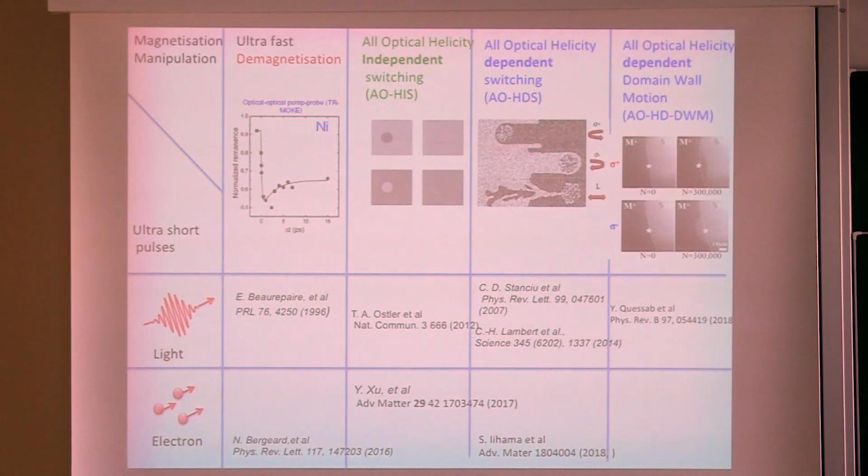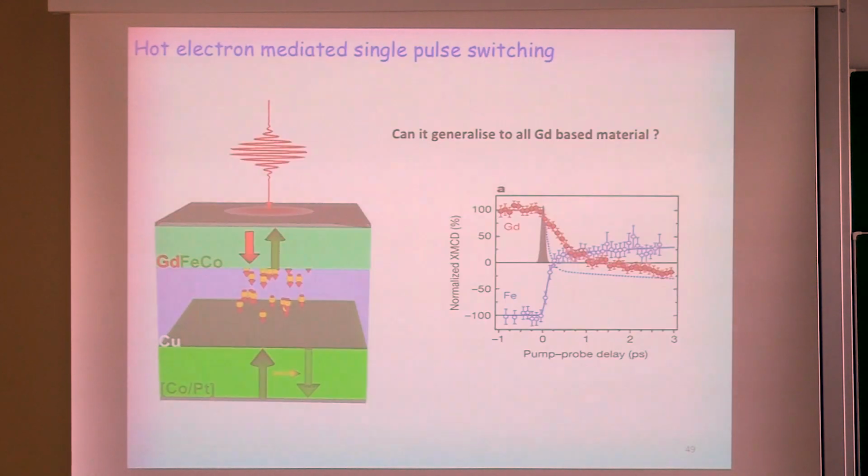Sorry, but the laser pulse is not circularly polarized. Sorry? The laser pulse is shining on the gadolinium cobalt layer. Is it circularly polarized? It doesn't matter. In that case, we could observe it for linear and for circularly polarized light. Only the hot electron generated is polarized, right? Yeah. Yes, because of the gadolinium. Yes. So yeah.